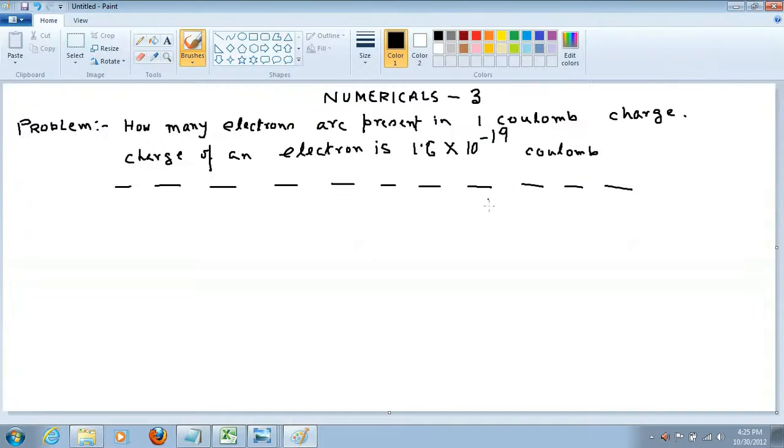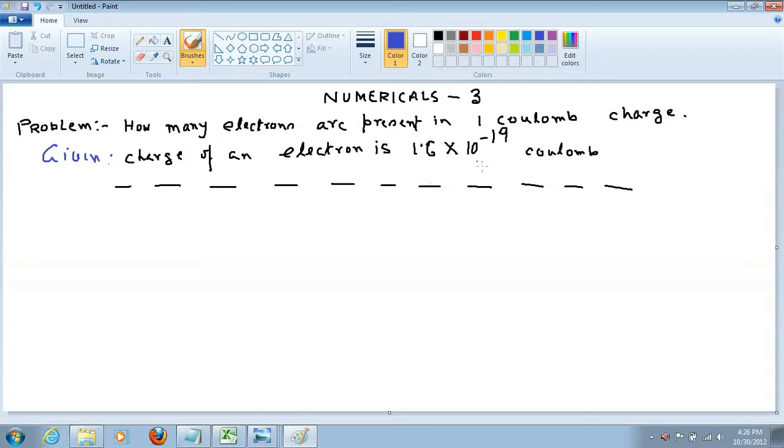This is numerical number 3. I have already written the problem. Let me read it for you. The problem is, how many electrons are present in 1 coulomb charge? We know that every electron has a charge. So how many electrons in total do we need to have a total charge of 1 coulomb? Okay, let us see how we can approach this problem.